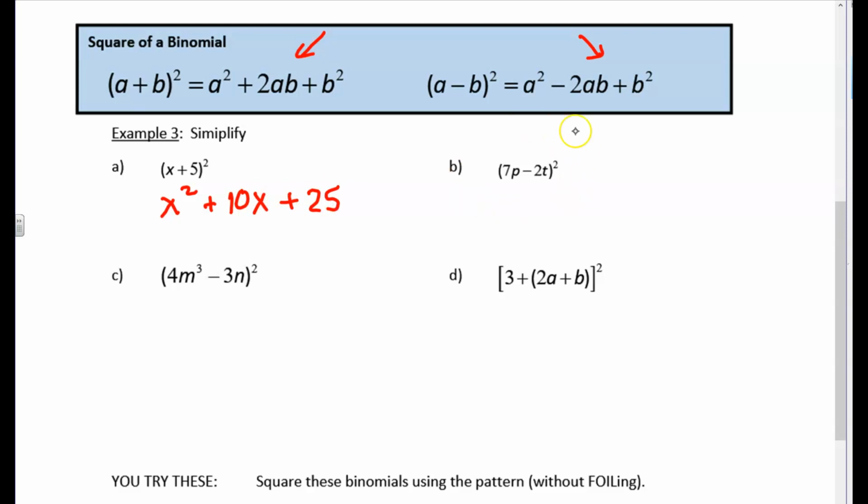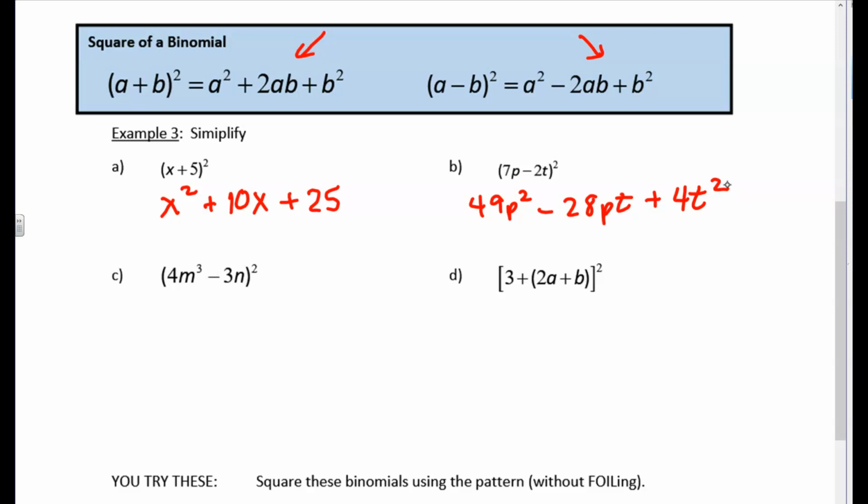Looking at this one here, I have (7p - 2t) squared. Well, let's apply the formula. First, we square the first piece, which is 49p squared. Then we do 2 times a times b. So 2 times 7p times 2t gets me minus 28pt. And then plus, square the last piece to get 4t squared.